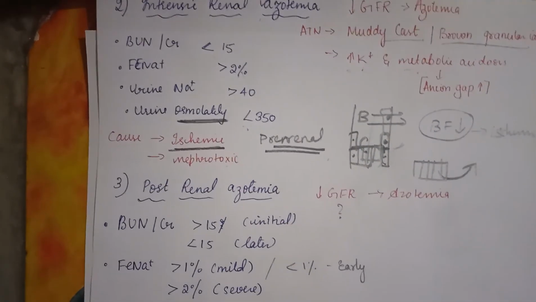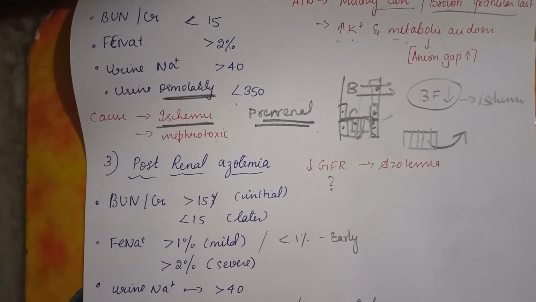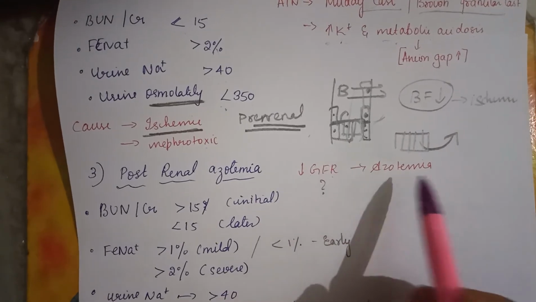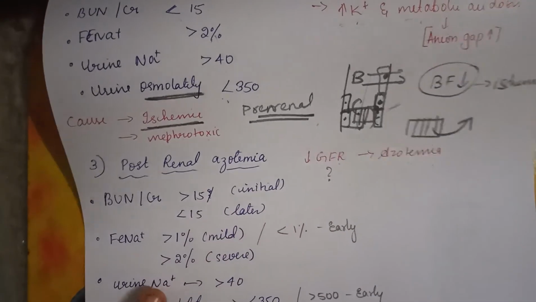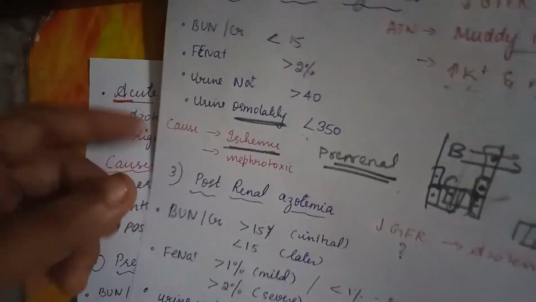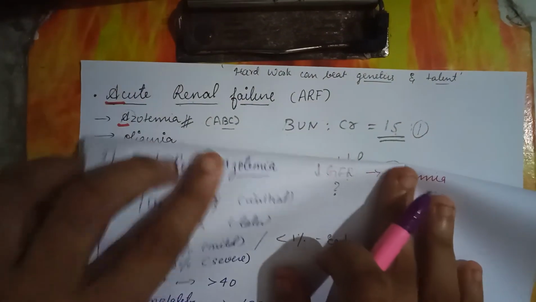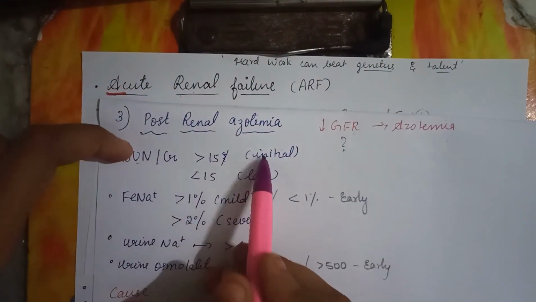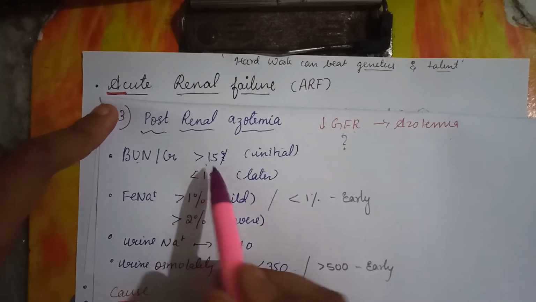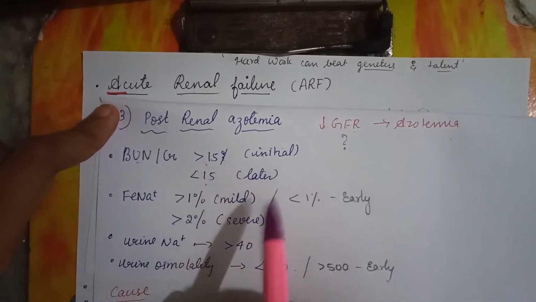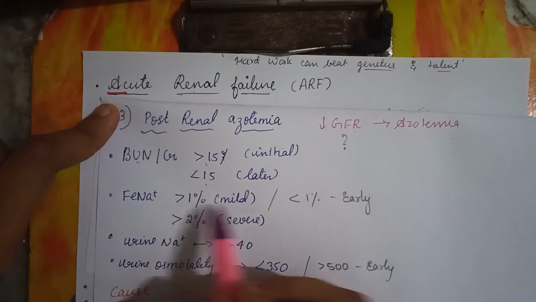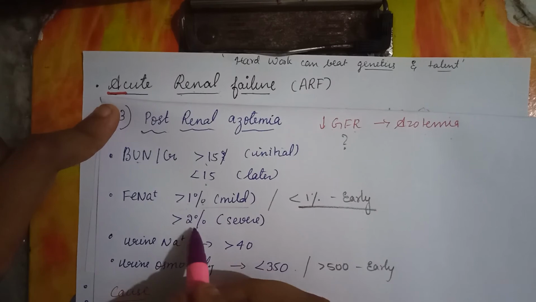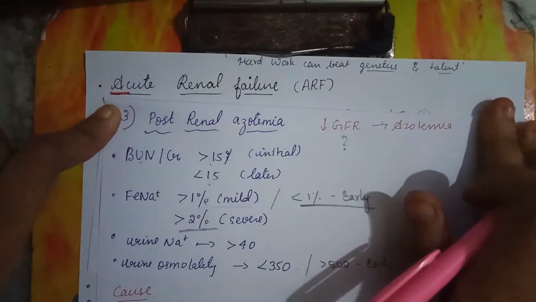Then when I consider post renal, the main feature is again decreased glomerular filtration rate which is leading to azotemia. This is very important and confusing amongst all, so try to understand the important point here. In the initial state the blood urea nitrogen level is greater than 15, later it is less than 15, and even sodium level first is either normal or in mild cases only 1% is excreted, later on 2% is excreted. Now why is this happening?